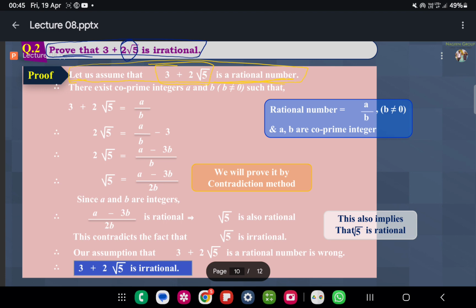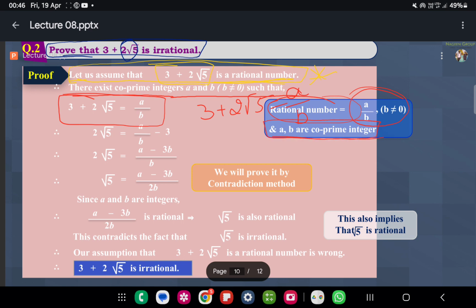So 3 plus 2 root 5 is rational. This is the first step we have to take. Second step: there exist co-prime integers a and b, b not equal to 0, such that 3 plus 2 root 5 equals a by b. Since a and b are integers, a by b is represented as a rational number, where b is not equal to 0 and a and b are co-prime integers.